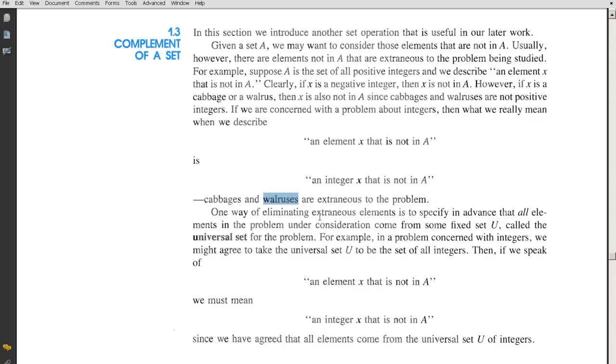One way of eliminating extraneous elements is to specify in advance that all elements in the problem under consideration come from some fixed set U called the universal set for the problem. For example, in a problem concerned with integers, we might agree to take the universal set to be the set of all integers. Then if we speak of an element x that is not in A, we must mean an integer x that is not in A, since we have agreed that all elements come from the universal set of integers.